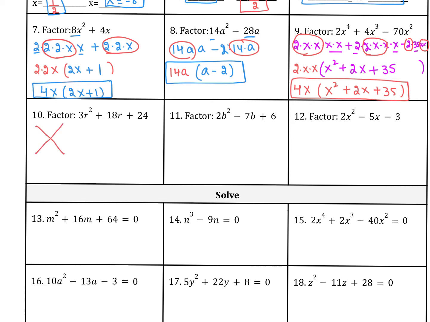So what goes on the top of the cross is the multiplication of 3 and 24. So 3 times 24 is 72. On the bottom is 18. So the two numbers that multiply to get 72 and add to get 18 are 12 and 6. So 12 times 6 is 72 and 12 plus 6 is 18. Make the box.